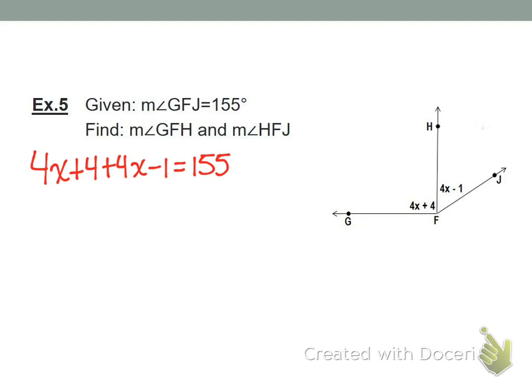Questions about why it was set up this way? All right, then, much like in our warm-ups, we need to combine like terms to help us solve for x. When I combine like terms, I should get 8x plus 3 equals 155. Subtract the 3 from both sides. 8x equals 152.